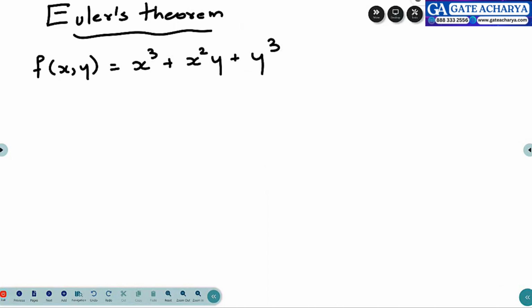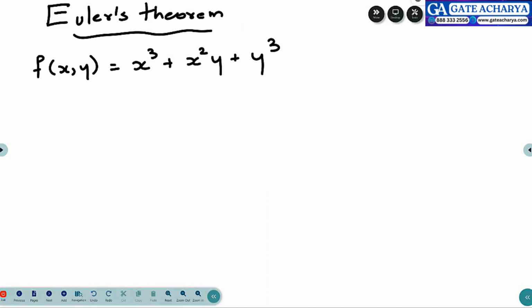Now x square has a degree 2, y has a degree 1. If it's multiplied, add up the degrees, because multiplying powers becomes adding, na? So 2 plus 1 is what degree? 3. So x square y together is degree 3. What is the y cube degree? 3. So if added or subtracted terms have the same degree, then it is a homogeneous function.